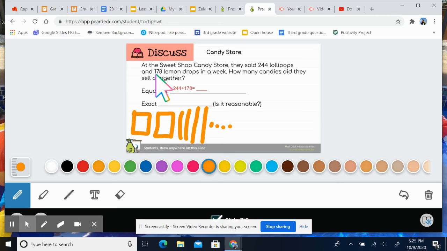I look at my next number, 178. 100, 70, 10, 20, 30, 40, 50, 60, 70, 8. 1, 2, 3, 4, 5, 6, 7, 8.